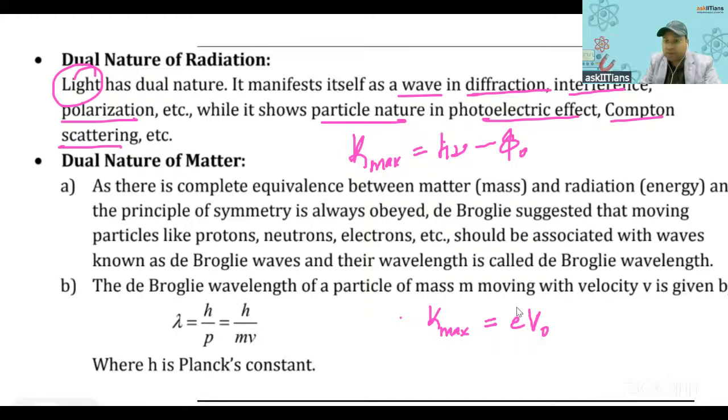They have a linear equation, right? You see, K max is equal to eV naught. e is the charge on the electron, having the same value, 1.6 into 10 to the power minus 19 coulomb. V naught is the stopping potential, and K max is the maximum kinetic energy that an electron can have in the photoelectric effect.